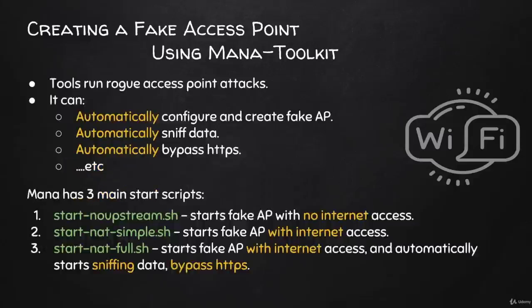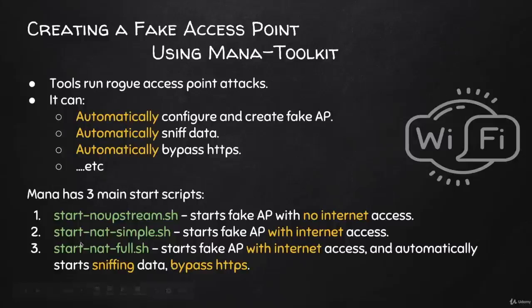So the tool comes with three main start scripts. So the first one, start-noupstream, will allow us to start a fake access point with no internet access. So this is not really useful for us, and I will not use this in this lecture. The next one is start-nat-simple. This will start a fake access point with internet access. The third one, start-nat-full, will start a fake access point with internet access, and it will automatically start sniffing data and bypass HTTPS.